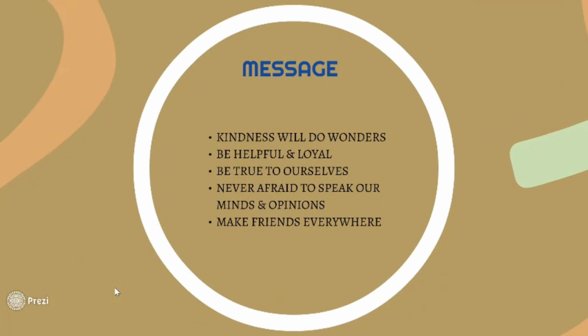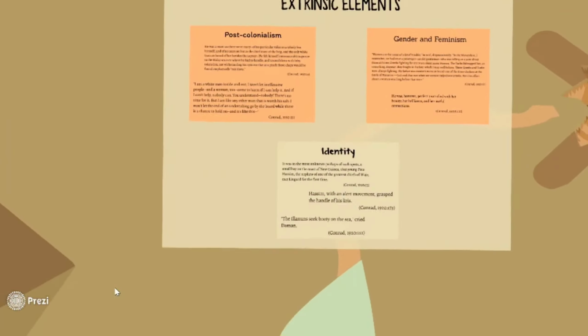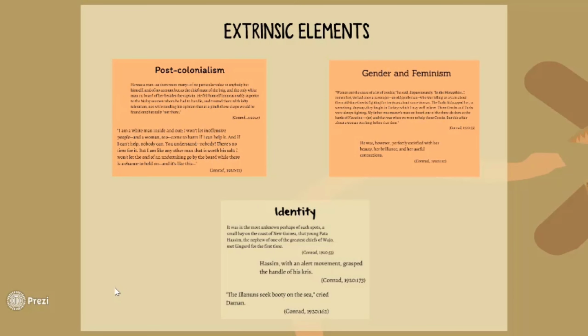The moral messages in the story are be kind, helpful and loyal to others, be yourself and don't be afraid to speak your mind, and also making friends is better than making enemies. In the last point, I will explain about the extrinsic elements in Conrad's story.